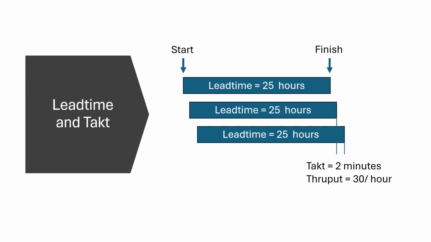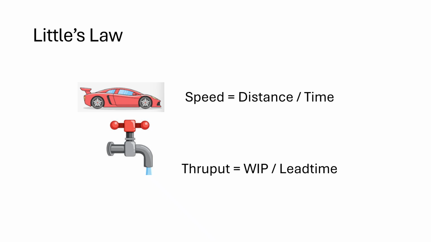In a car manufacturing line, it takes 25 hours for a car from start to finish. If a car leaves the line every 2 minutes, that is the line cycle time. The cycle time demanded by the customer, or the market, is what is called takt time. This takt of 2 minutes is equivalent to 30 cars per hour.